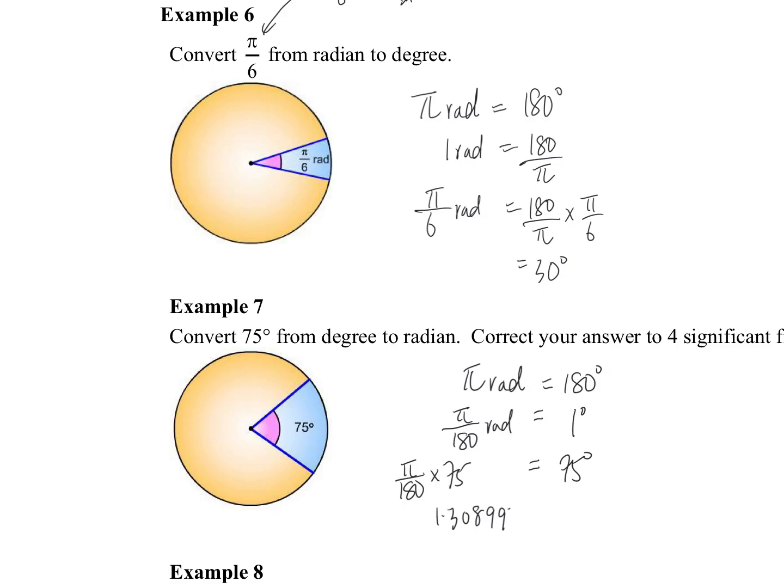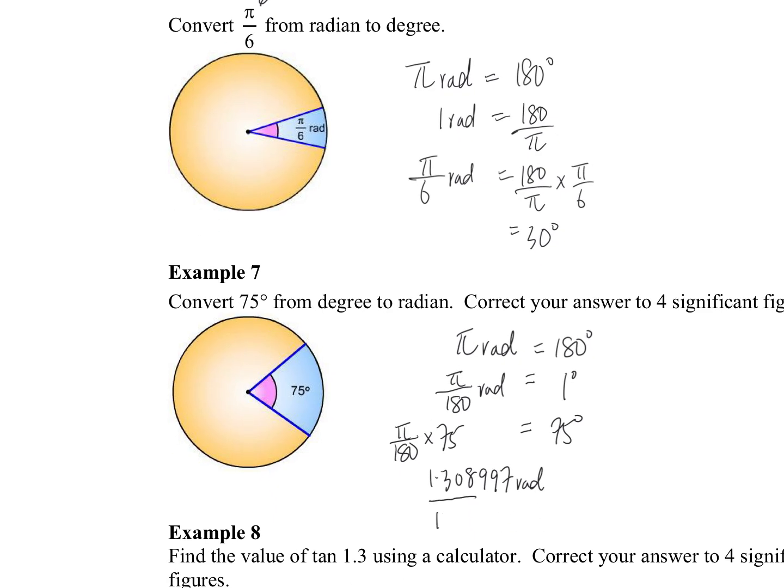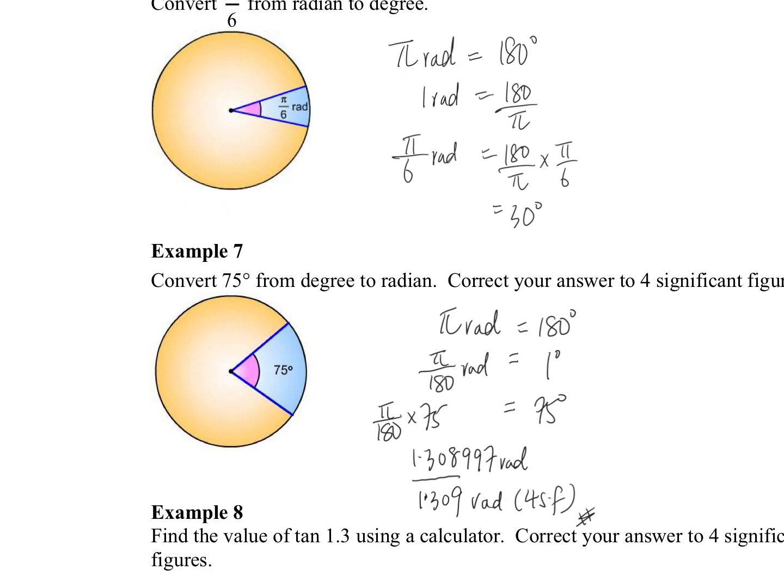So this will be 1.308997 radians. So 4SF they say, so you follow the 4SF instruction they give. Yes. Because this is the conversion unit, like 1 meter is 100 cm. Or you can tell me 2 pi is 360.